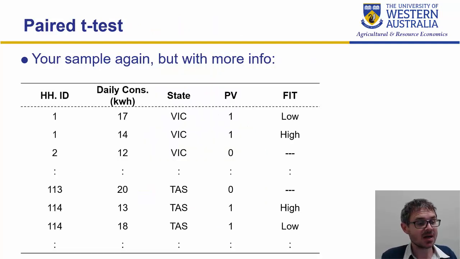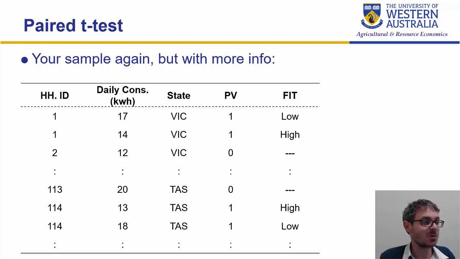So let's have a look at my sample again, and we've got two setups now. We've got a high feed-in tariff and a low feed-in tariff. So we've had this scenario where feed-in tariffs have changed. At some points they're high and at some points they're low. So we've got these multiple measurements on people, and a little bit more information.